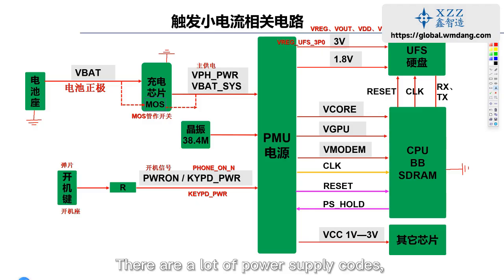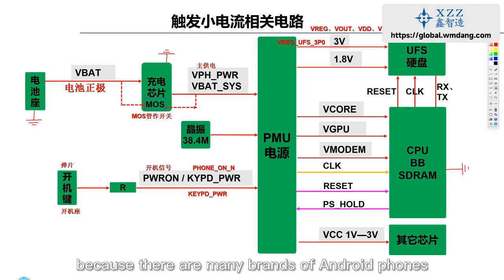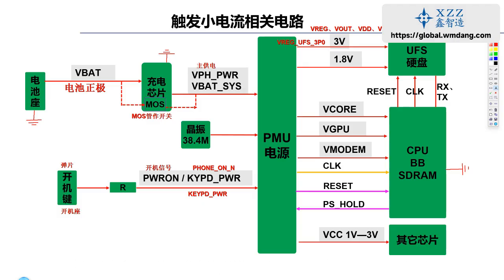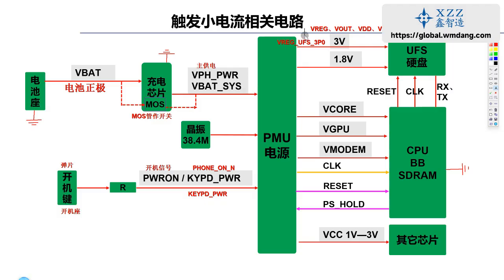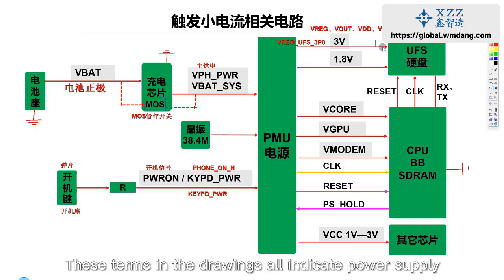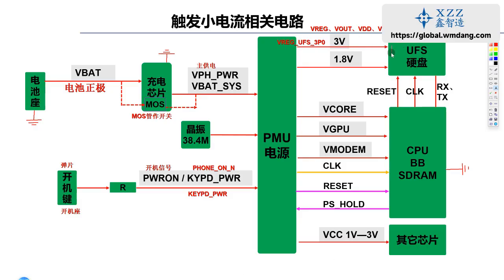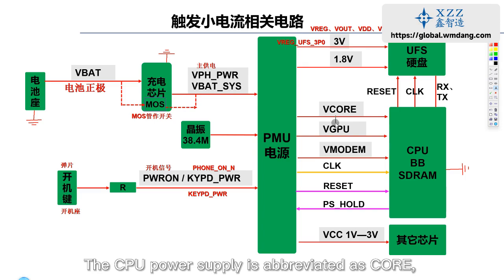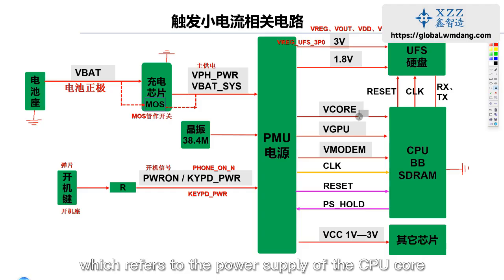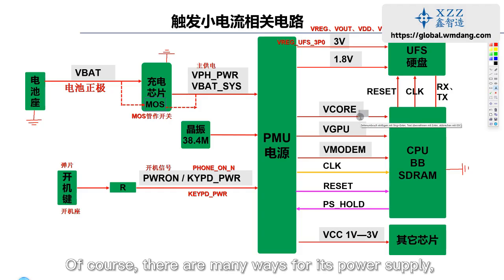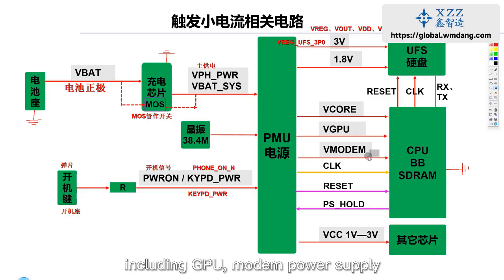There are a lot of power supply codes because there are many brands of Android phones. For example, VBUCK is also a common power supply. These terms in the drawings all indicate power supply. The CPU power supply is abbreviated as CORE, which refers to the power supply of the CPU core. Of course, there are many other power supplies, including GPU and modem power supply.